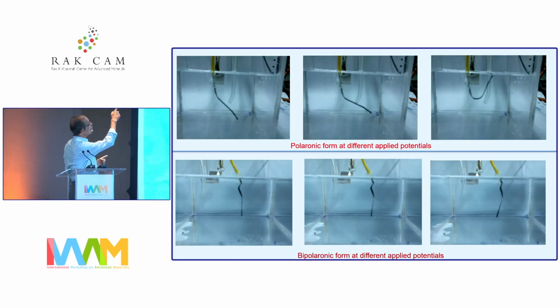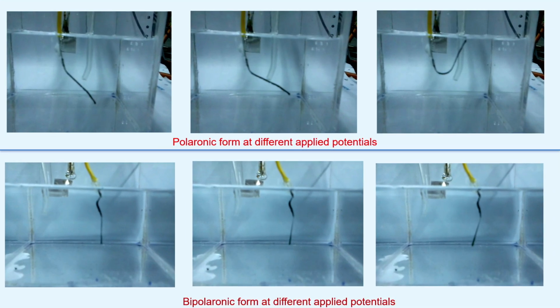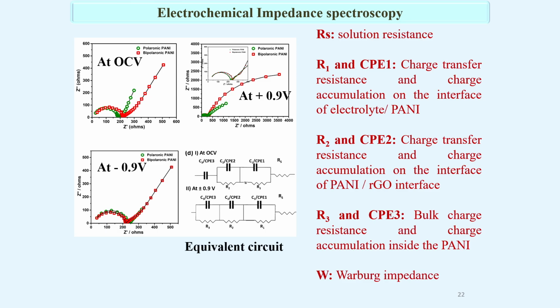What you see here is all at different potentials. You see that there's bending in the polaronic form, and in the bipolaronic form, it just doesn't happen. We try to understand why it happens, and we do quite a bit of scanning electrochemical microscopy and also impedance measurements. The AC measurements give lots of information related to what happens as far as the intercalation is concerned. We do see that in the polaronic form.